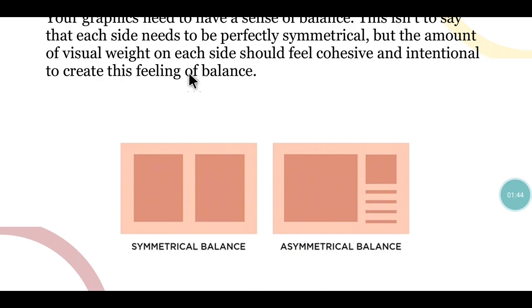You understand? And there are two ways to keep balance. There is a symmetrical one, which is this one on the left, right here, right? The weight can be perfectly equal, and then there is the asymmetrical one. It doesn't have to be perfectly equal, but at least there is a feel of balance to it. One part is not left out. You understand now? So these are ways you can balance your design.